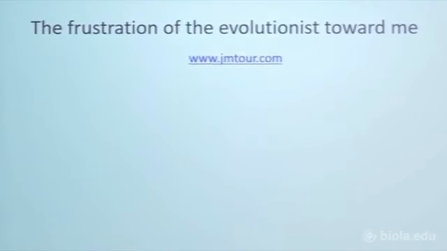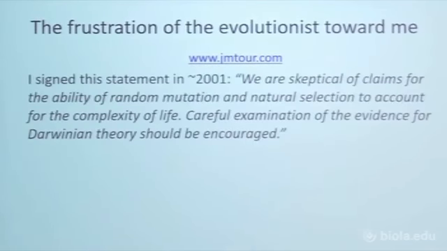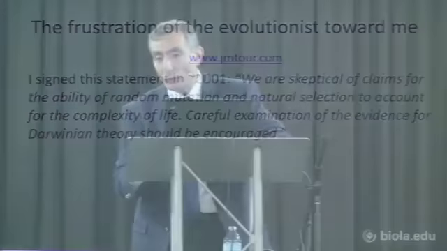All right, now, the frustration of the evolutionist toward me. So now, all right, I'll give you life. What about evolution? Well, I signed a statement in 2001 that says we are skeptical of the claims for the ability of random mutation and natural selection to account for the complexity of life. Careful examination of the evidence for Darwinian evolution should be encouraged. That was sent to me in an email. Do you know how fast you go through emails? Boom, boom, boom. Yes, yes, sure, sure. Can you agree with this? Yes. All of a sudden, I didn't know that this was going to become the moral touchstone in court cases. But it's okay, because I do agree with it. But I didn't realize what it was going to do to my career.